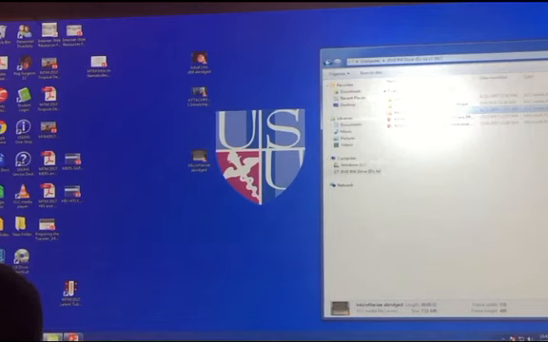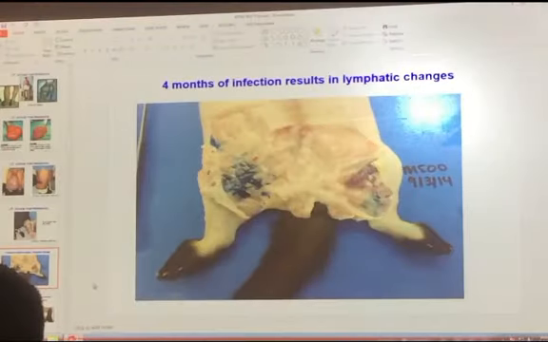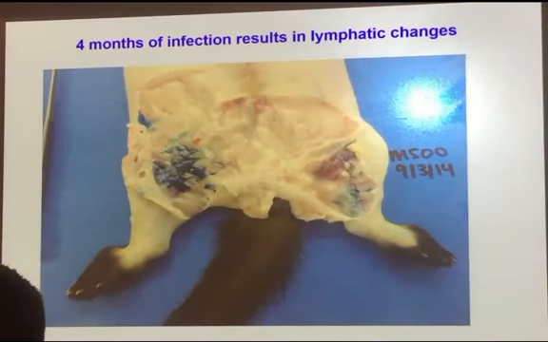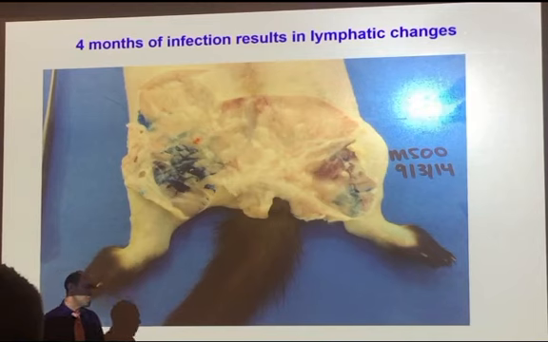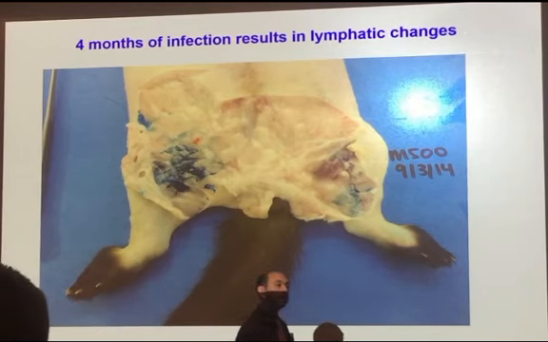Now, why does it cause the lymphedema? Nobody really knows. Certainly, they cause valvular incompetence. They go across the valves. But there's also probably a component of inflammation.